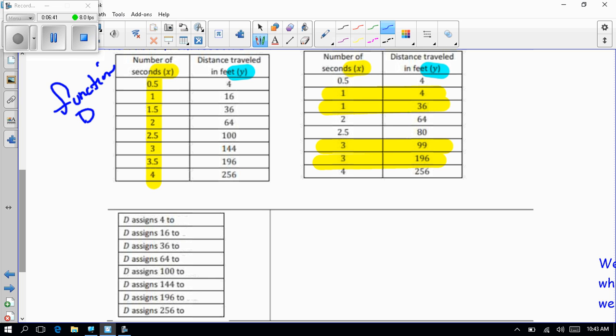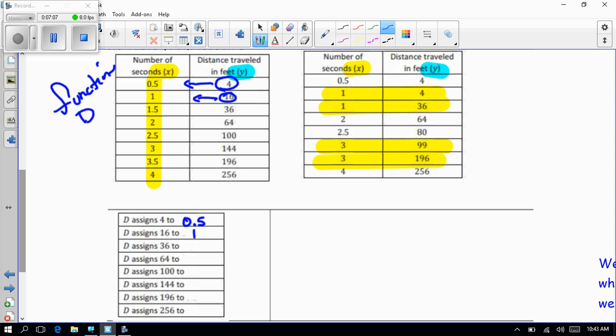And D assigns 4, the output, to what input? That's how we talk about it. That's the phrasing that we use with a function. So 4 is assigned to 0.5. That's the input that produces that output. D assigns 16, here, to 1.